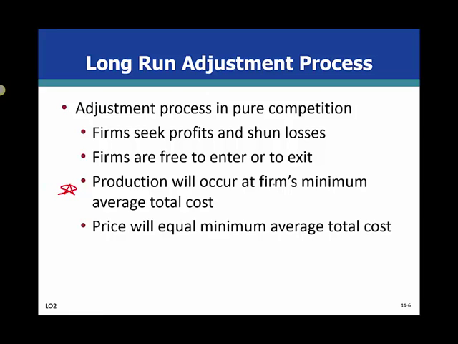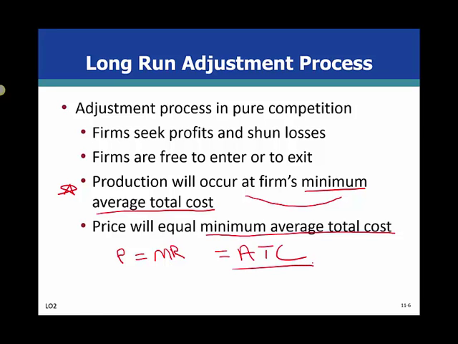So the production, the third point down here, will occur at a firm's minimum average total cost. We had that average total cost curve before. The production will happen at the lowest average total cost, so they're going to be as efficient as possible, okay? Price will equal minimum average total cost. In the short run, price was equal to our marginal revenue, right? In this case, the price will equal the average total cost, okay?